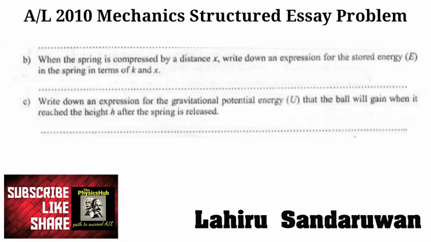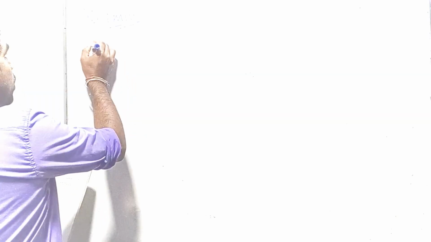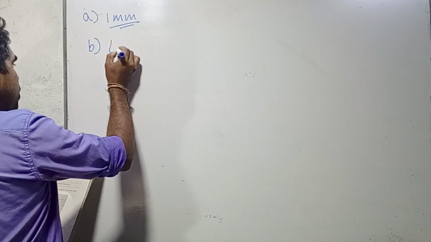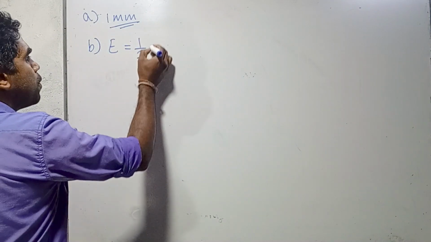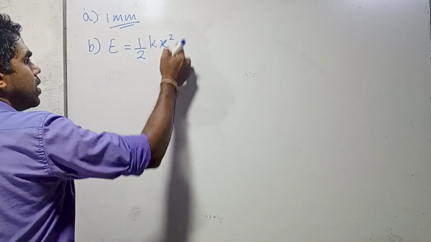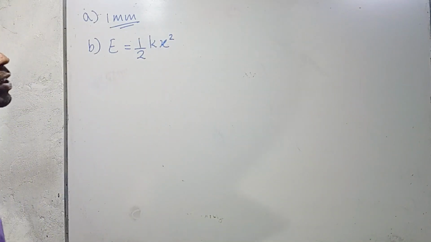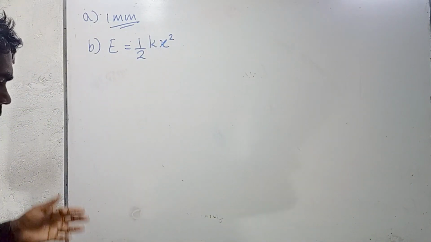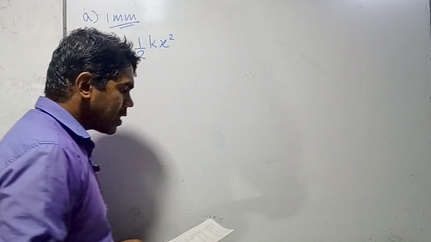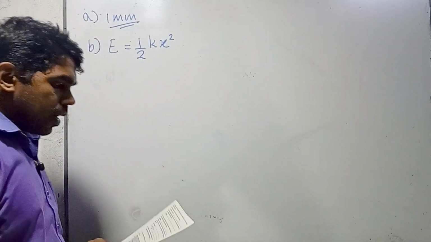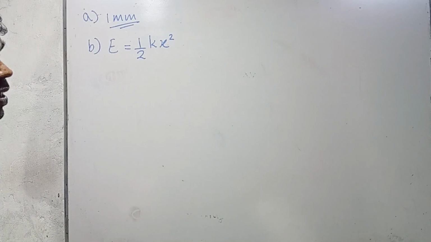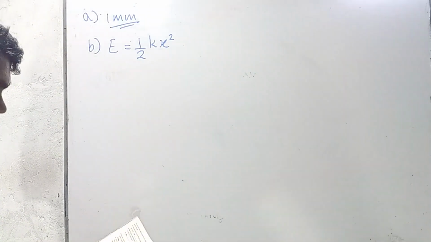Then part B, when the spring is compressed by a distance x, write down an expression for the stored energy E in the spring in terms of K and x. We know that energy stored in a spring is half k e squared, where we use e for the extension. But now they have given x as the compression. Therefore, we have to use x for the e value.